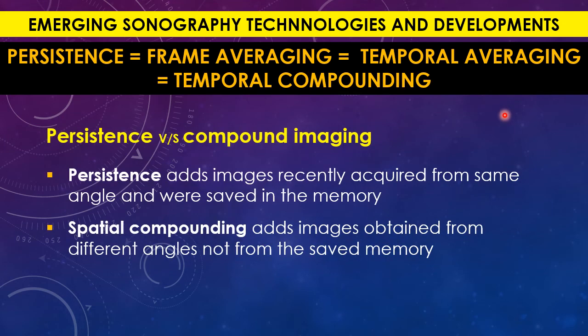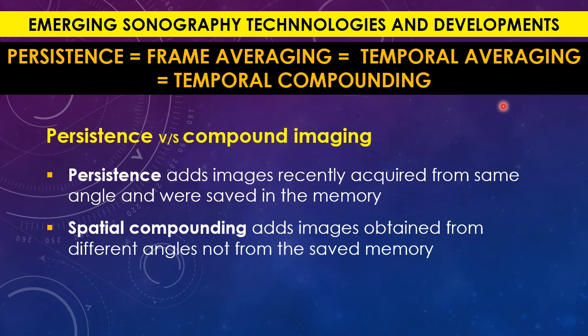So we just explained persistence. What is the difference between persistence and compound imaging, sometimes called spatial compounding? Okay, to know this difference, we need to know that in spatial compounding, or compound imaging, you're having different frames from different angles, and they are meshed together so that you can avoid the shadowing or sometimes the oblique angles. You can get a better image from different views.